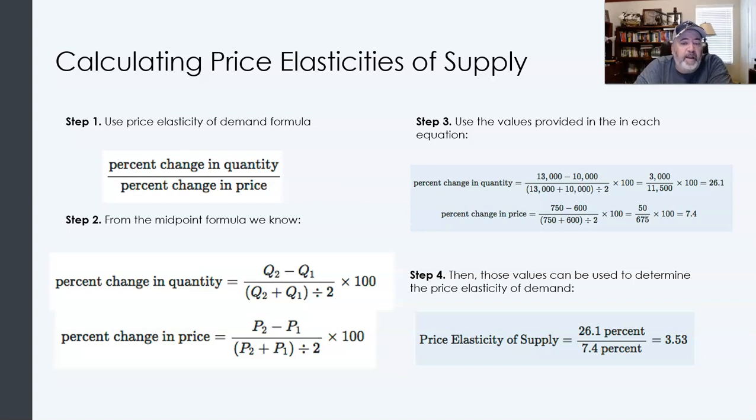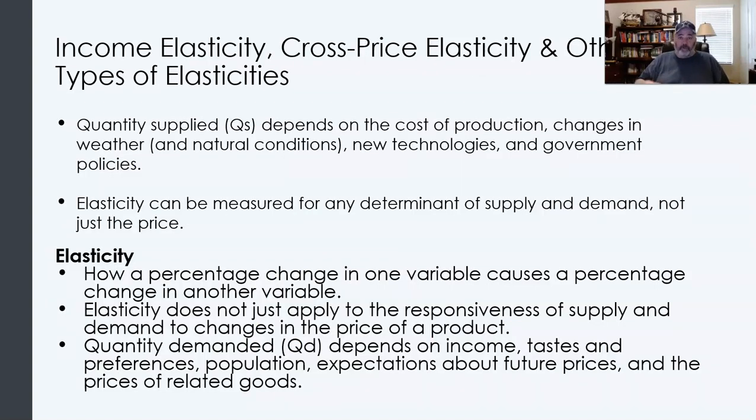Pretty elastic supply. In fact, it looks like for every 1% increase in the price, they want to increase production by 3.5. For every 1% increase in price, they're going to increase units by 3.5%.